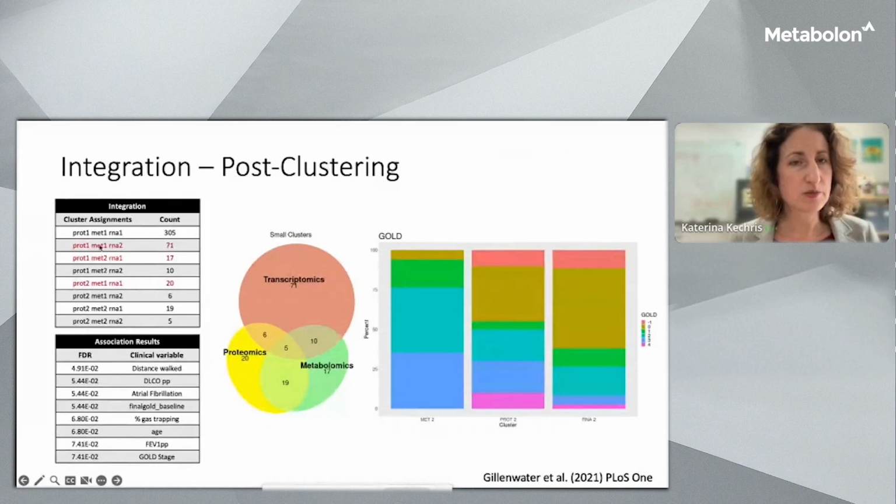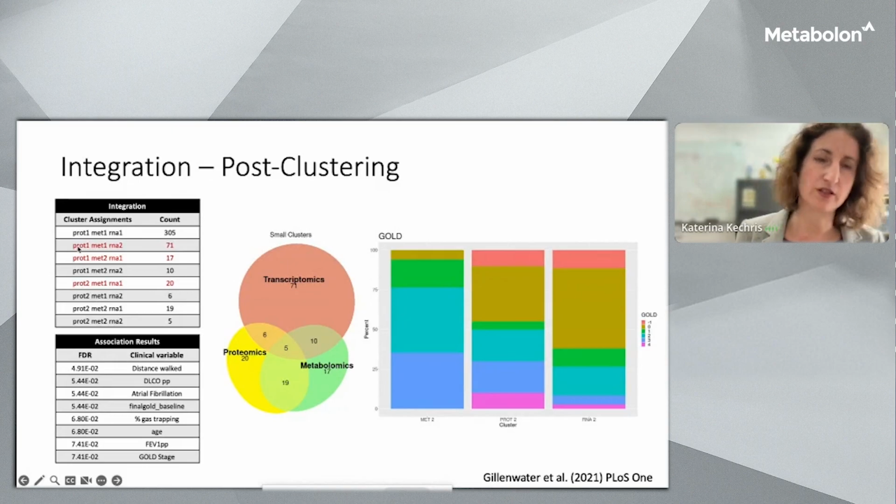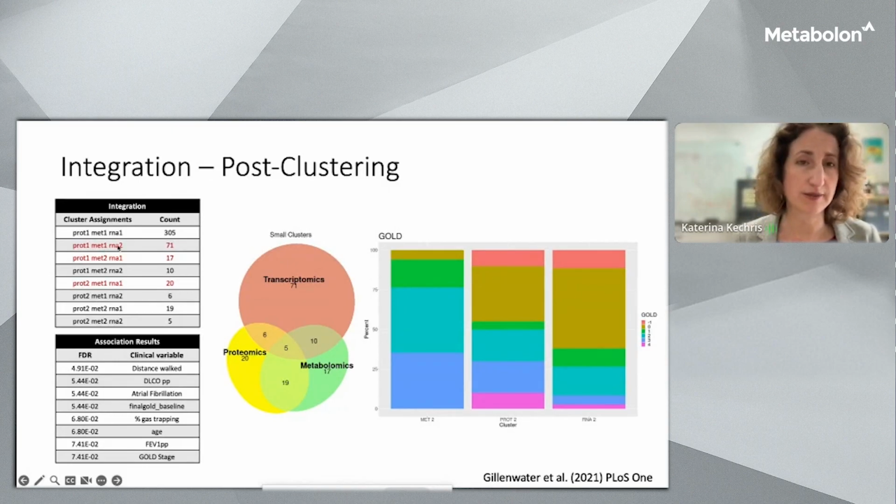But then we looked at the subjects that were different. These 71 were in the big cluster for the protein subtype and the metabolite subtype, but not the RNA. And similarly for the other ones, these 17 subjects were similar in the protein and the RNA, but not the metabolomics. So we looked at these three in red, the border cases. And that's when we started to see differences in the clinical variables. Here I have the association results. They were different on exercise measurements like distance walked, but also severity of GOLD, like GOLD stage and this baseline. And here you can see this graphic that shows this GOLD stage.